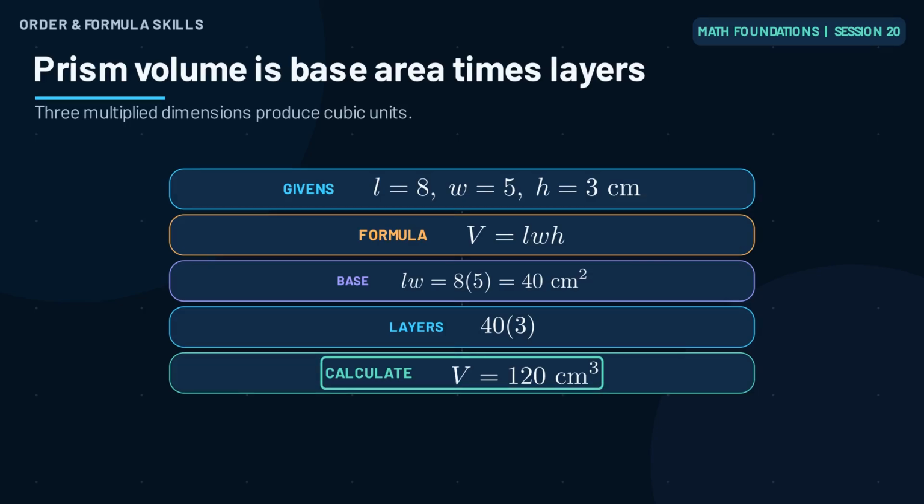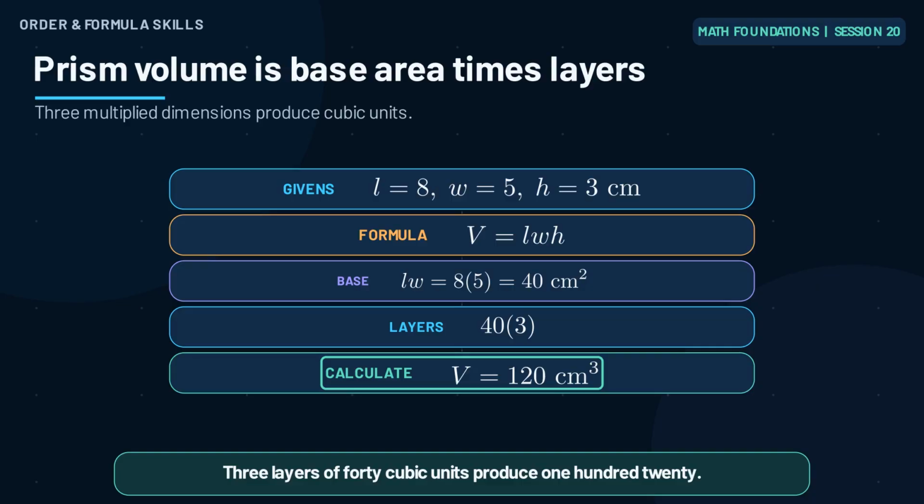The exponent 3 records 3 multiplied dimensions. A prism with dimensions near 10, 5, and 3 should hold around 150 cubic units. Volume counts three-dimensional space, not face coverage.